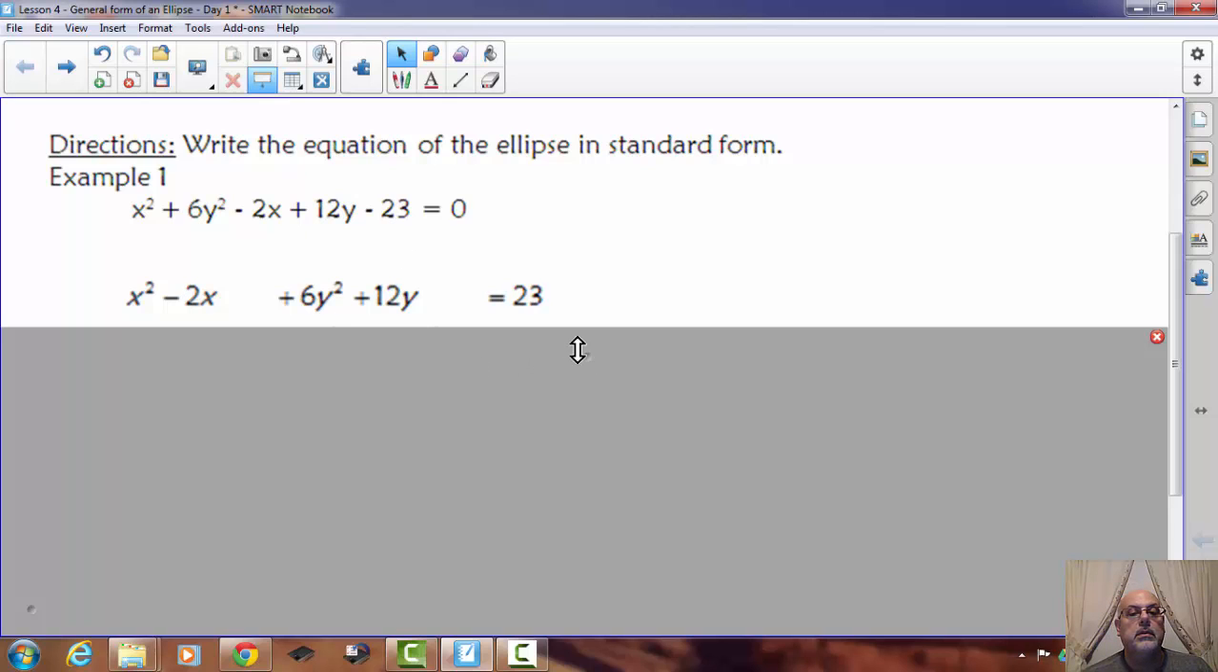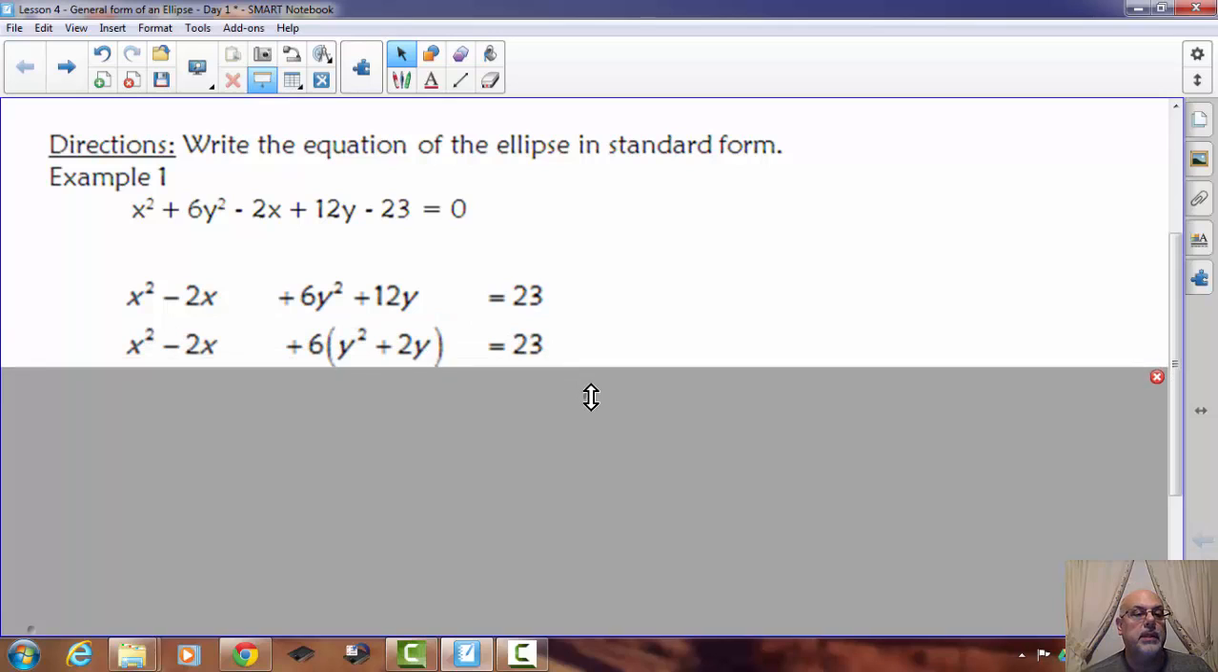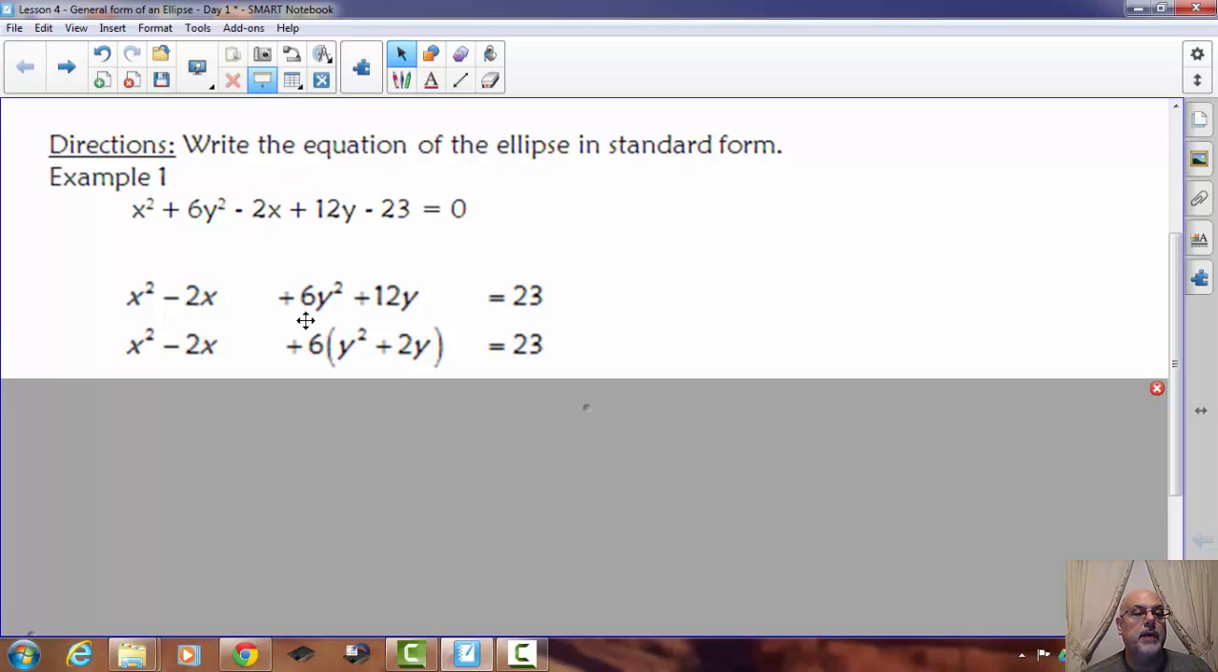So we're going to be doing completing the square, but in order to do that, we have to factor the 6 out of the two y terms. So we have y squared plus 2y in parentheses, 6 out in front. So on the left side, we have to add 1, take the coefficient of the x, divide by 2, square it, and the same thing on this side.